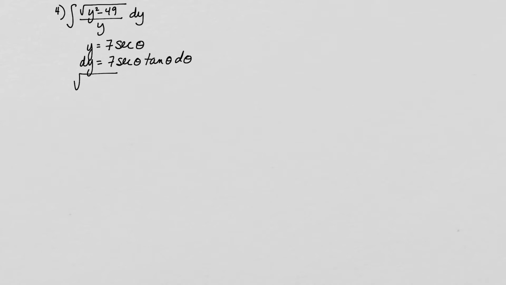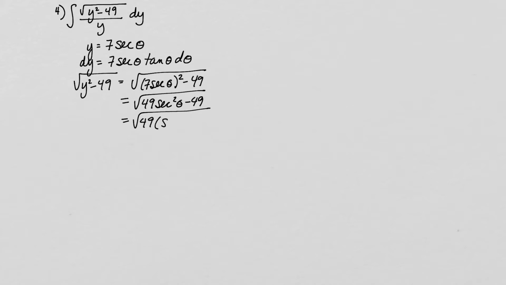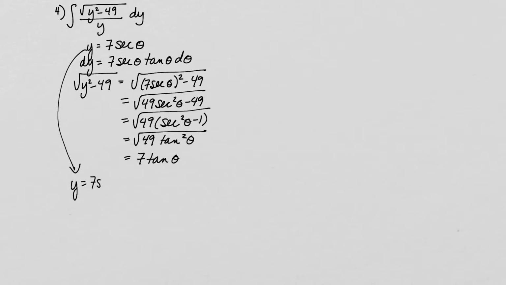And then I'm going to need the square root of y squared minus 49. So it's going to be the square root of (7 secant theta) squared minus 49, which will be the square root of 49 secant squared theta minus 49. I can factor out the 49. So 49 times secant squared theta minus 1, which is going to end up being the square root of 49 times tangent squared theta, which is going to be 7 tangent theta. And again, I can use this original stuff, y equals 7 secant theta, divide both sides by 7.